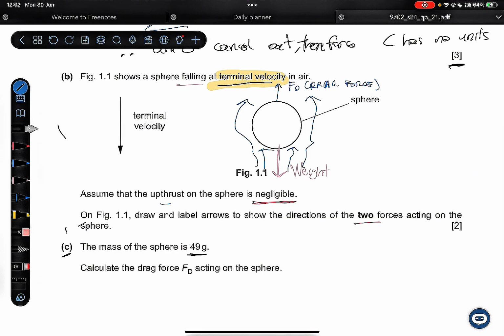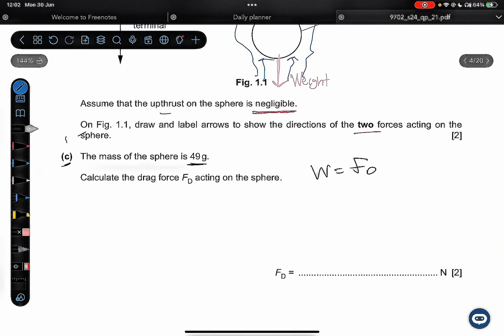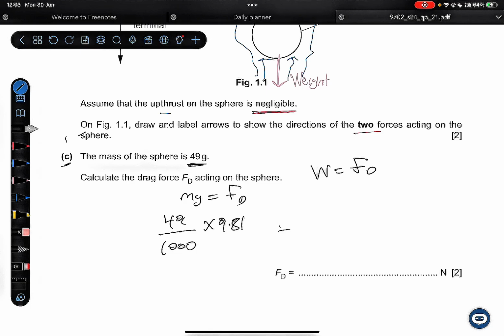At terminal velocity, it means it's moving at a constant speed, meaning that there's no resultant force acting upon the object. That tells us that the upward force is equal to the downward force. In our case, W is equal to FD. And that's a mark already. Now from there, we know that W is mg, so mg is equal to FD. Therefore M, which is the mass, 49 over 1,000 because that's in grams and we need it in kilograms, times acceleration due to gravity, which is 9.81.